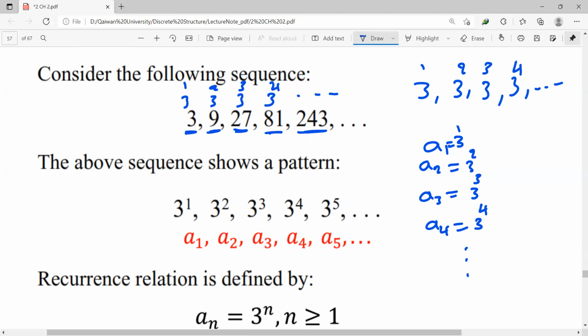And then we say A1 is 3 to the power 1. A2 is 3 to the power 2. A3 is 3 to the power 3. A4 is 3 to the power 4. That means AN equals 3 to the power n. Is it? AN is 3 to the power n.